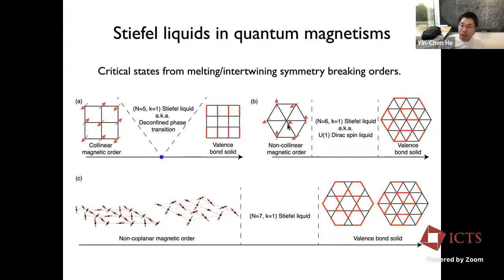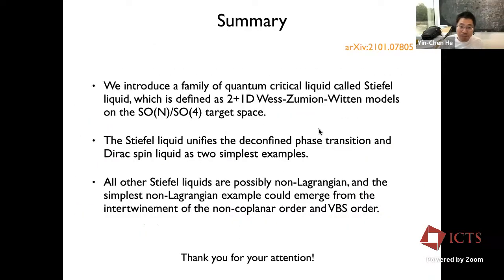So the way is that you first find some ordered phase with this pattern, and then you add interactions that try to melt this specific symmetry-breaking order, and in the end you may get the critical spin liquid that we want. It turns out this strategy works for both deconfined criticality as well as the Dirac spin liquid. And it will be interesting to know if we can also find Stiefel liquids just by considering non-coplanar magnetic order instead.